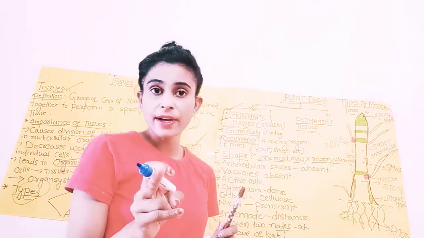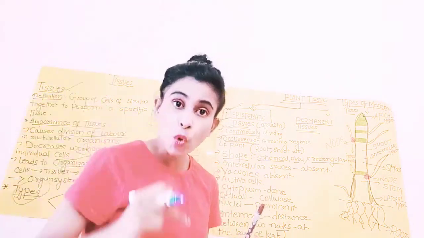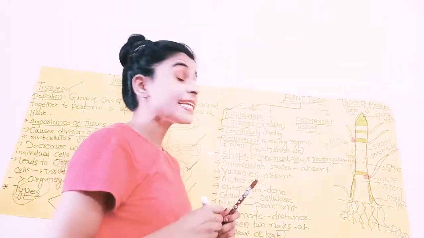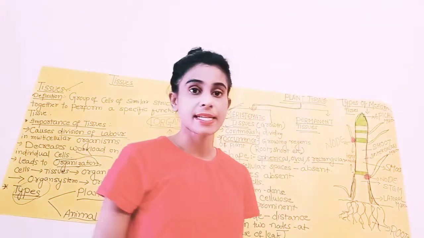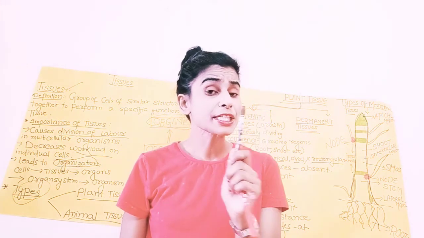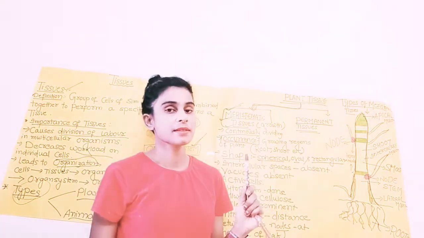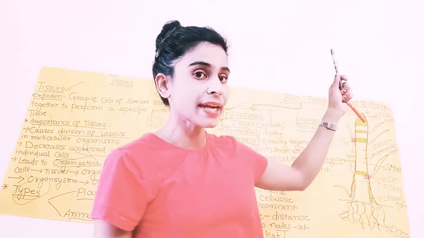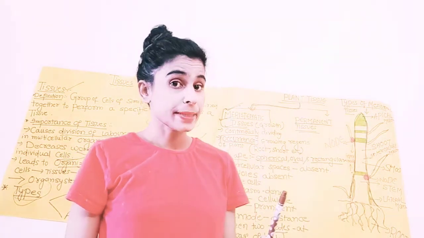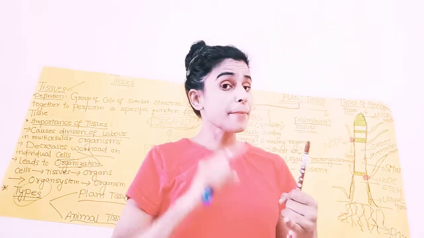Yes? Below the ground, roots. Above the ground, stem. Above the stem, shoot. Root, stem, shoot. So, where is this meristematic tissue present? It is present in the growing regions. One most important thing you have to remember is that meristematic tissue is responsible for growth of the plant, whether in the shoot or stem, or down towards the roots.